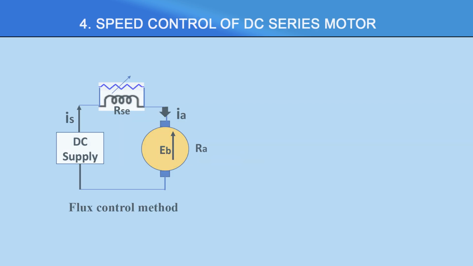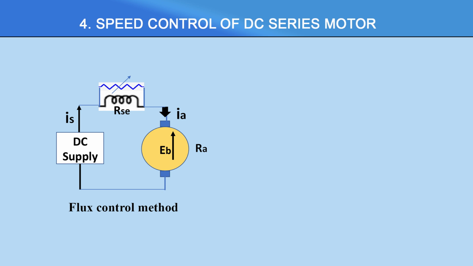Due to these disadvantages, this armature control method is rarely used to control the speed of the shunt motor. But in the case of the series motor, poor speed regulation is not important. It was important in the shunt motor, but it is not important in the series motor. So, the armature method can be used for the speed control of the DC series motor.